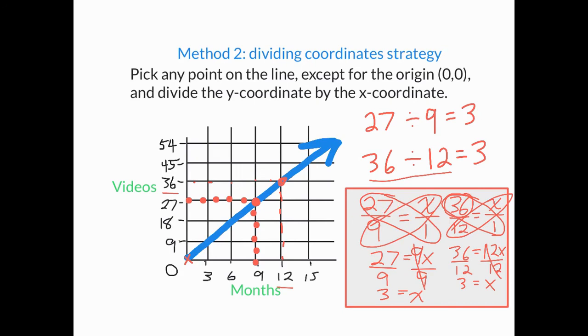Notice that both times, all we really ended up doing was dividing the number of videos by the number of months. To get that 3, all we really needed to do was 27 divided by 9. Same thing over here. All we really did was divide the number of videos by the number of months. Over here in this step, we did 36 divided by 12, and again we got 3.